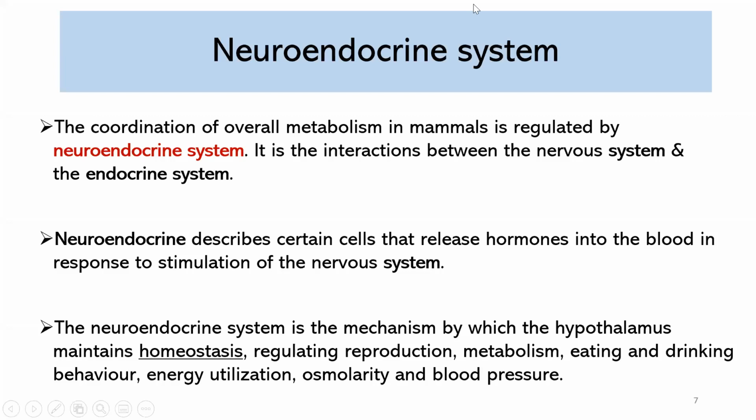Okay, so we are going to start learning about this by looking at the neuroendocrine system, and the coordination of entire metabolism in mammals is regulated by this system. You can see that there are two words here: the nervous system, the neuro word, and the endocrine word. These are two different systems that interact with each other, and they result in a lot of different body regulations, activities and changes. So neuroendocrine describes cells that release hormones into the blood in response to stimulus by the nervous system.